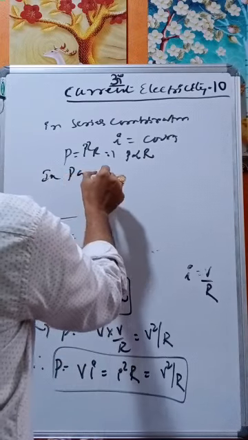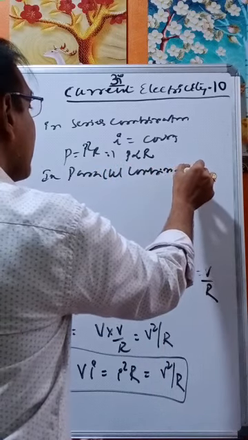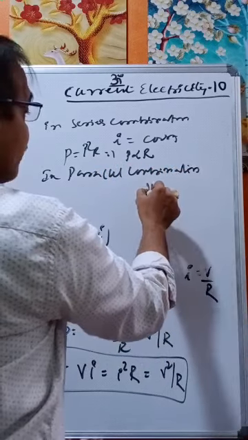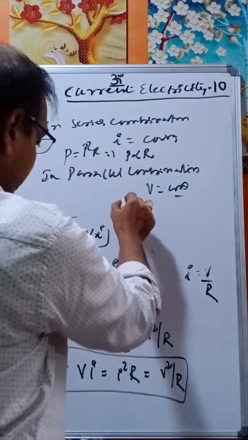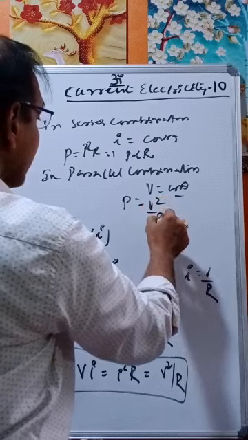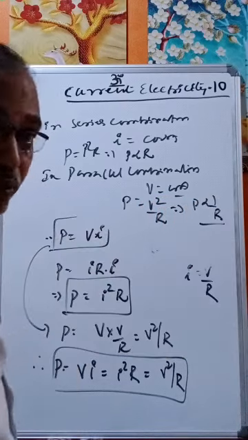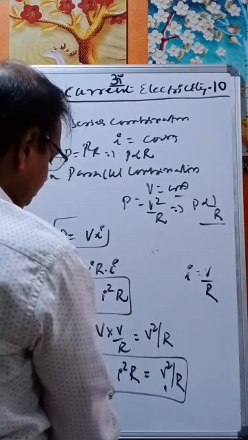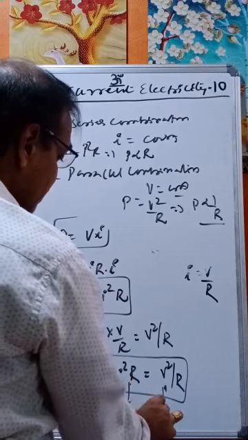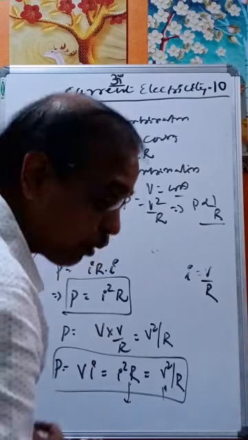In parallel combination, what remains constant? V is equal to constant. Therefore, P is equal to V square by R, which implies P is proportional to 1 by R. From this equation, P is proportional to 1 by R. This is for series, and this is for parallel combination. This is the extension of power.